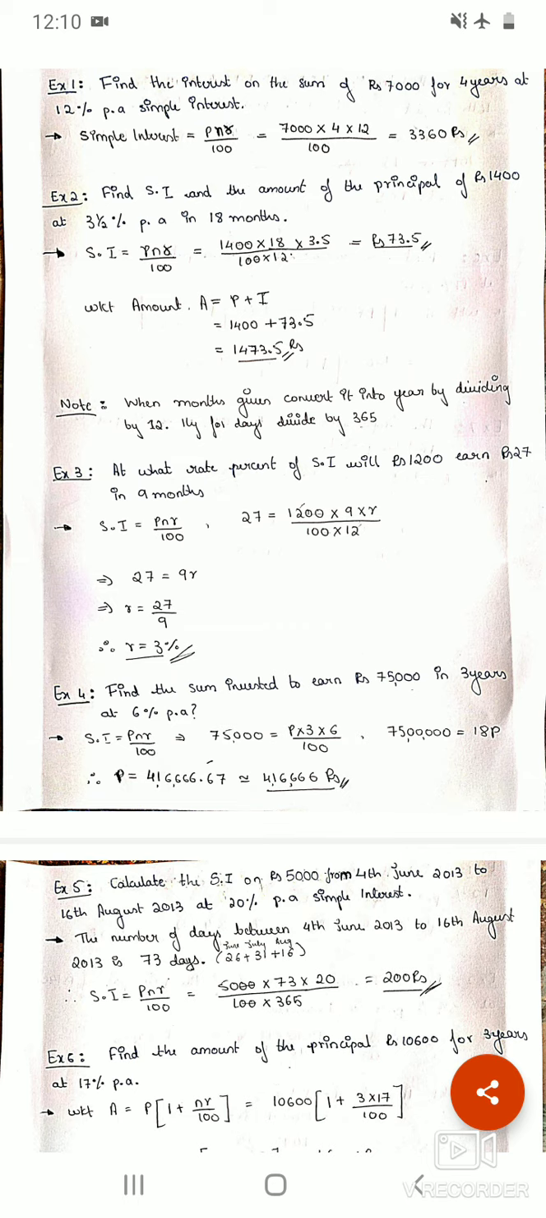So the first question is, find the interest on the sum of rupees 7,000 for 4 years at 12% per annum simple interest. The first thing is you have to identify what the principal is, what the rate of interest is, and what the period of the invested amount is. Once you know these three terms, it is easy to calculate the simple interest.